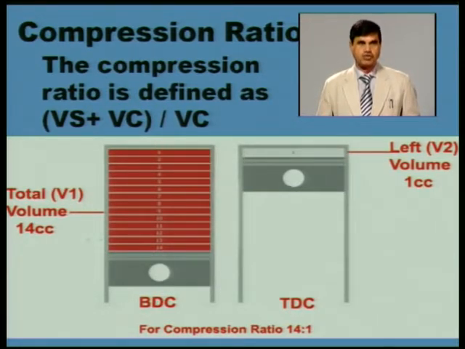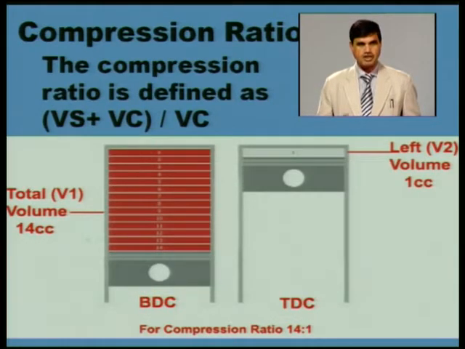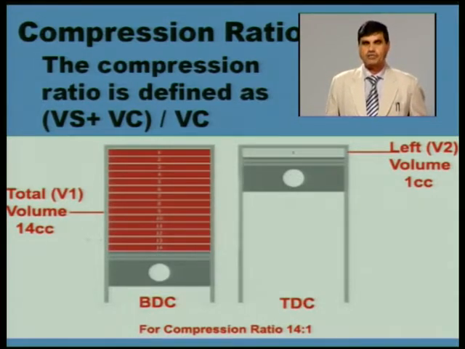It means the compression ratio of an engine is the total volume, which we had as 14 centimeter cube, which has finally been reduced to the clearance volume, that is 1 cc. So 14 divided by 1 is the compression ratio. So the compression ratio of this engine will be 14.